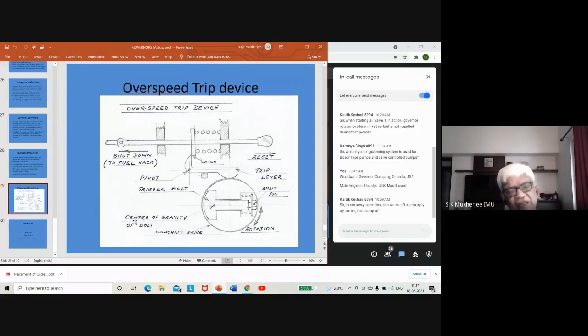Now the engine will not start because the fuel racks have been put to zero and this has kept pushing it. So unless you come and pull this fuel rack back in position and put this catch into the place, the fuel pumps will not work. So once this reset button has been pulled back and this catch has been locked in position, then only can you restart the engine. All right.